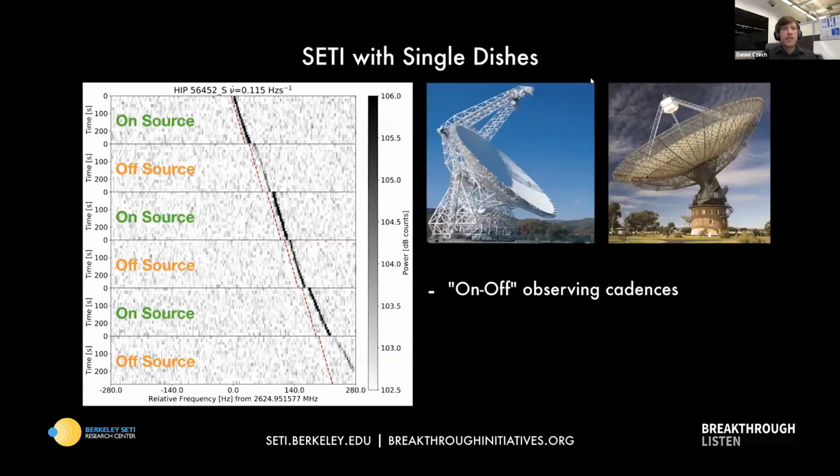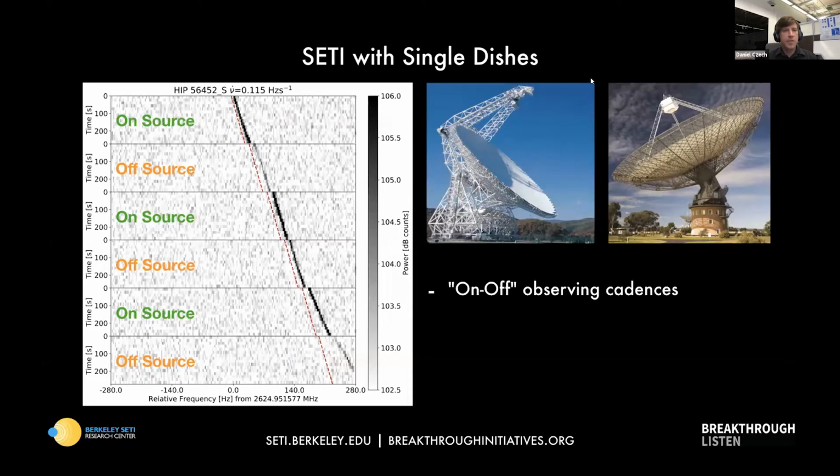So next, I'd like to just speak a little bit about SETI with single dishes. So single dish telescopes, such as Green Bank, or the telescope in Australia, Parkes on the right. These are large single dish telescopes which are very sensitive. And as I mentioned before, an on-off observing cadence is how one would look for a fixed location on the sky.